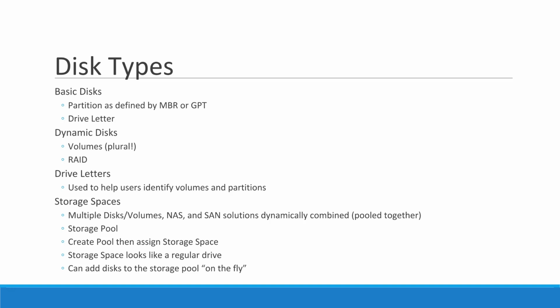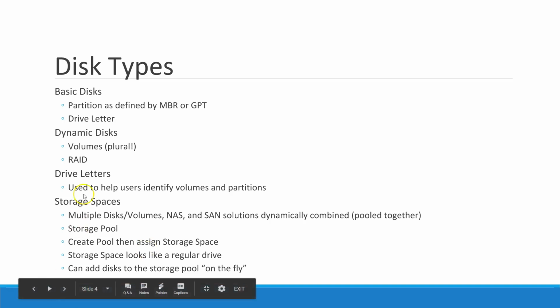And we have dynamic disks. A dynamic disk can be comprised of multiple volumes, multiple disks, multiple partitions. We're going to talk about RAID in a little bit, a redundant array of independent disks. It's a collection of disks that's either going to add to speed or redundancy, or both.